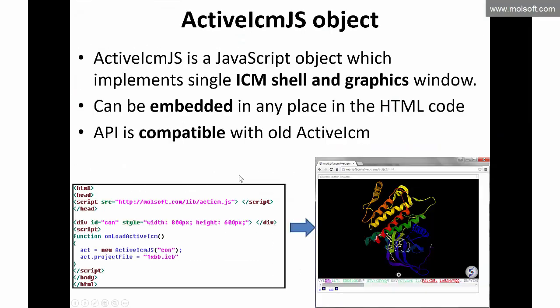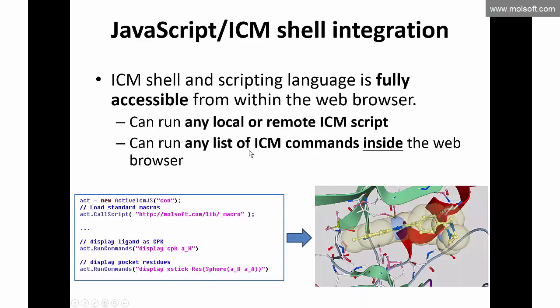So go back to the PowerPoint. ActiveICM JavaScript is a JavaScript object which implements a single ICM shell and graphics window. So you just need to call the ActiveICM JavaScript here. It can be embedded in any place in the HTML code, and the API is compatible with the old ActiveICM that we used to distribute. The ICM shell and scripting language is fully accessible from within the web browser and can run locally or remotely, run a remote ICM script, and can run any list of ICM commands inside the web browser.